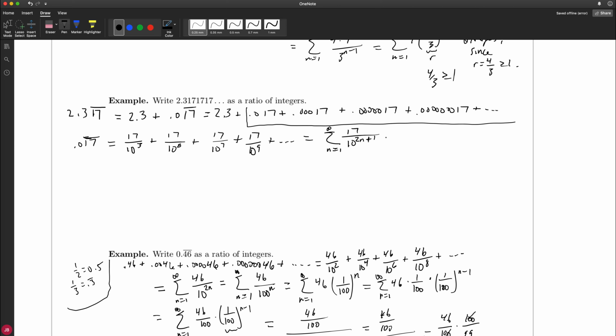Right? When n is 1, I get 3. When n is 2, I get 5. I think it works, okay? Now, this is not the right form, so let's work with this a little bit.